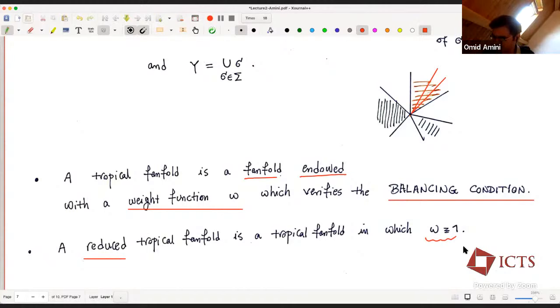But what is the balancing condition? First of all, can I go a little longer? I think I started a little bit later. Can I have 5 or 6 minutes? Sure. Yeah.